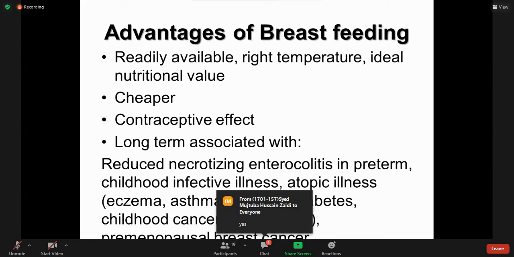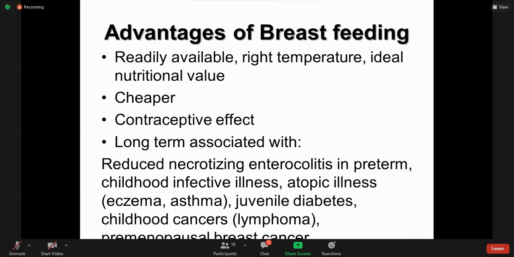Okay. So the advantages of breastfeeding. What will you tell? That it is readily available all the time. It has the right temperature, it is not extremely cold or hot. It has ideal nutritional values. It is cheaper because you don't have to go and buy the breast milk. It also has a contraceptive effect.